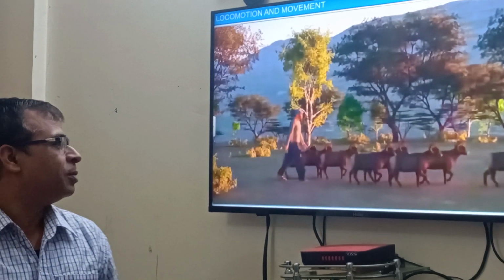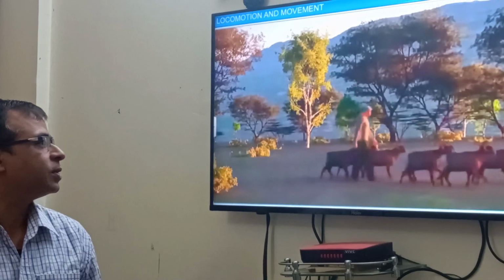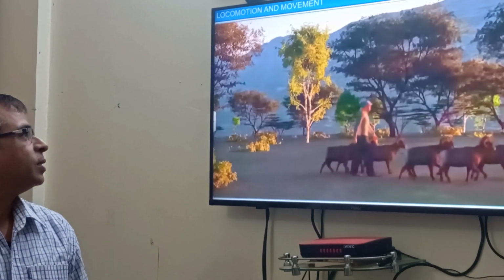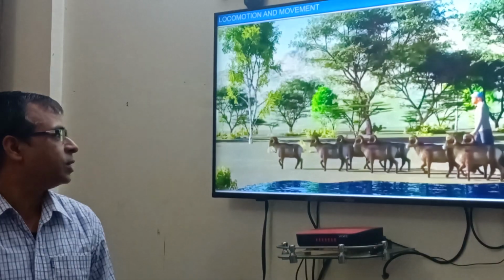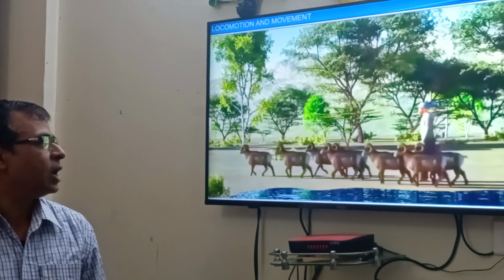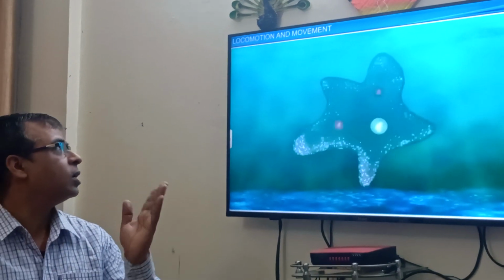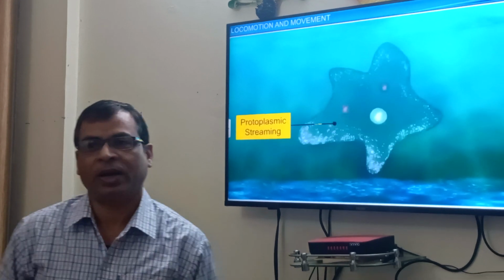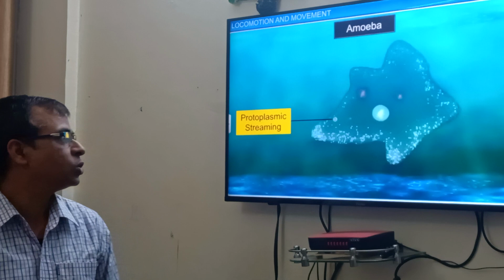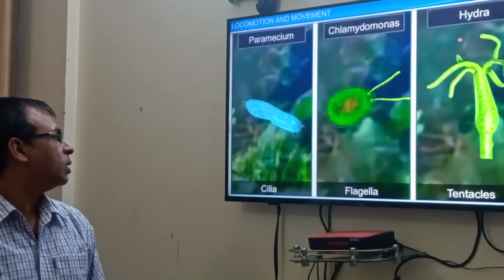Now, many other organisms show different types of movements and locomotions. You can see this in the picture diagrams also. These are locomotions, where the place varies from one place to another. This is the simplest form of movement, by amoeba: protoplasmic streaming by the pseudopodia. This is the simplest form of movement.